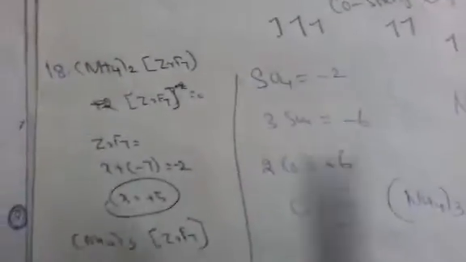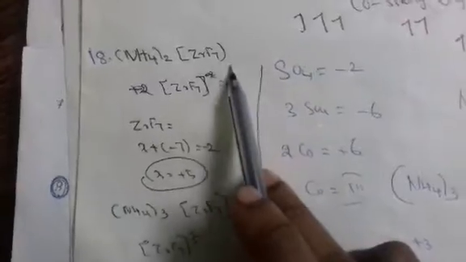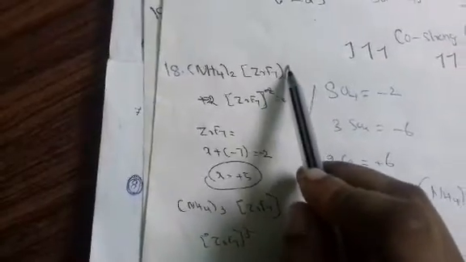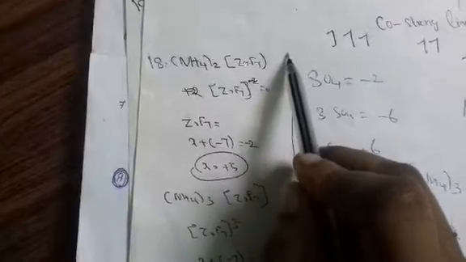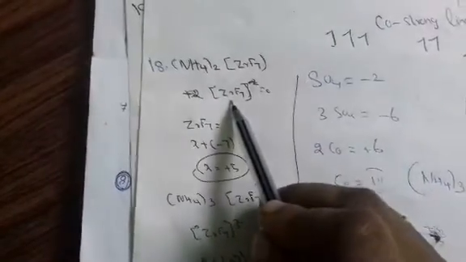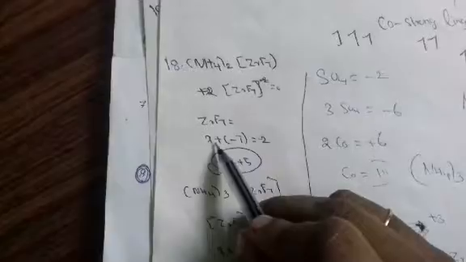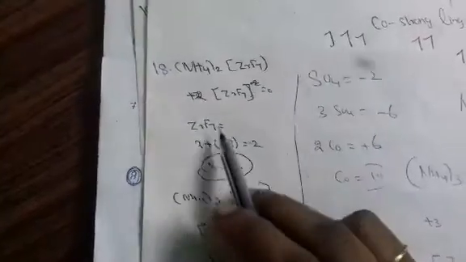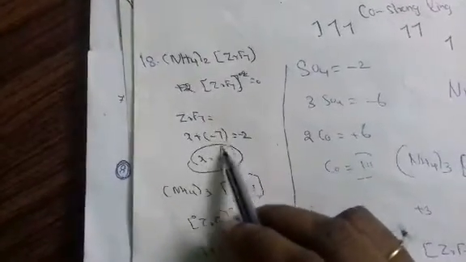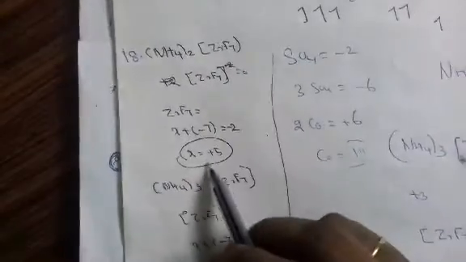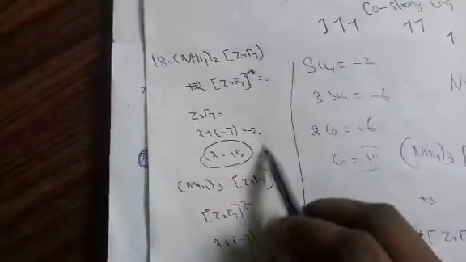First, you can see the first option, (NH4)2 ZrF7. Here you can find NH4 twice, so the complex charge is -2, as this is an anionic complex. Then we have to calculate the zirconium charge. Put X, and F7 equals -7, so X - 7 = -2. So X equals +5. So it is not the correct answer, and option A is wrong.